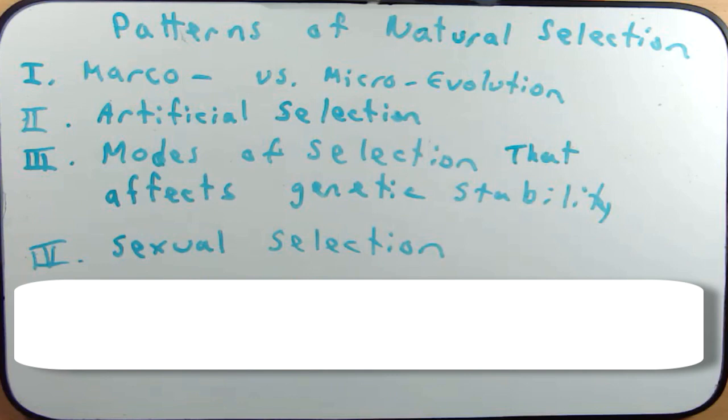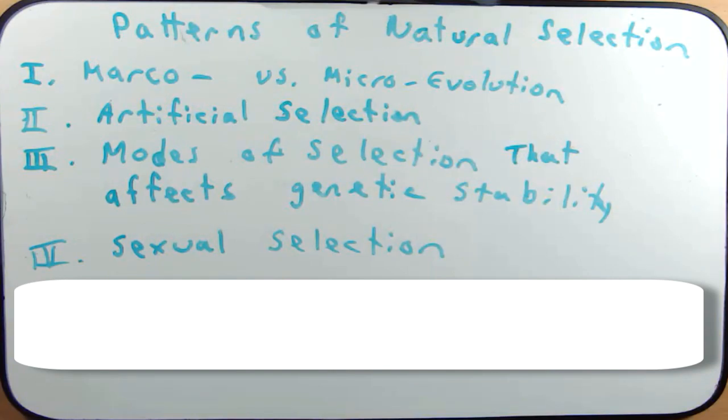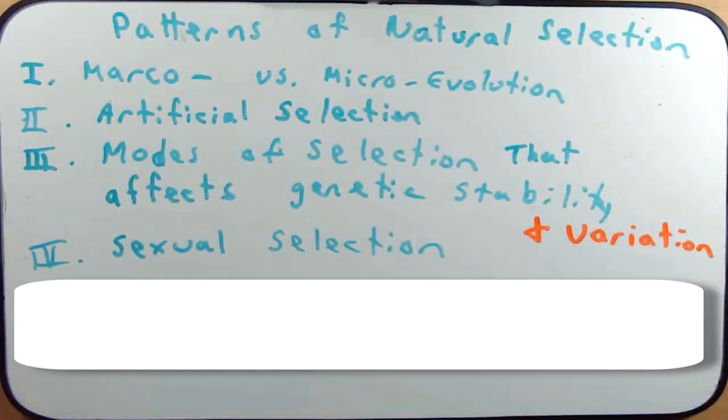In this podcast, we're going to talk about patterns of natural selection. I'm going to open with a topic I should have put on the last podcast, but I want to make sure that you have it. So macro versus micro evolution. And then we'll move into some of these patterns. We're going to talk about artificial selection. We're going to talk about 4 different modes of selection that affects the genetic stability and variation of a population. We'll talk a little bit about sexual selection. All right, so let's go ahead and get started with our first topic of macro versus micro evolution.